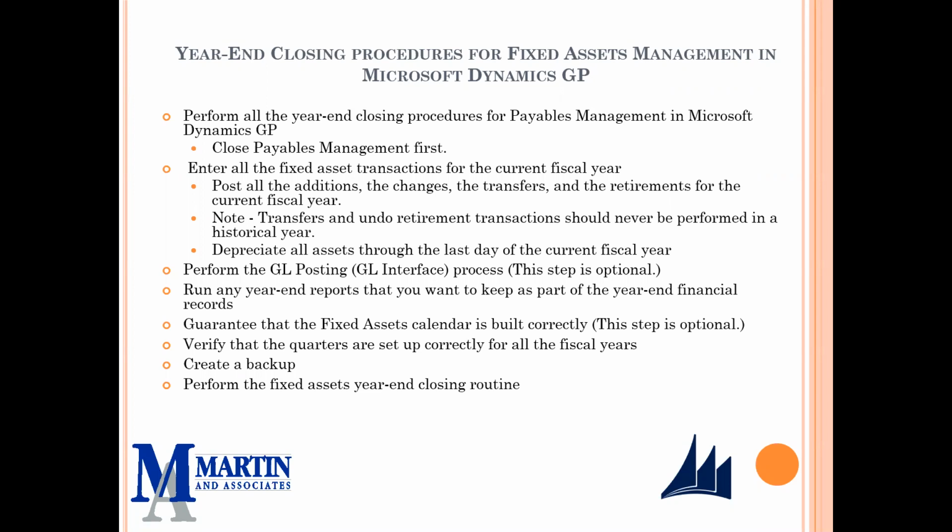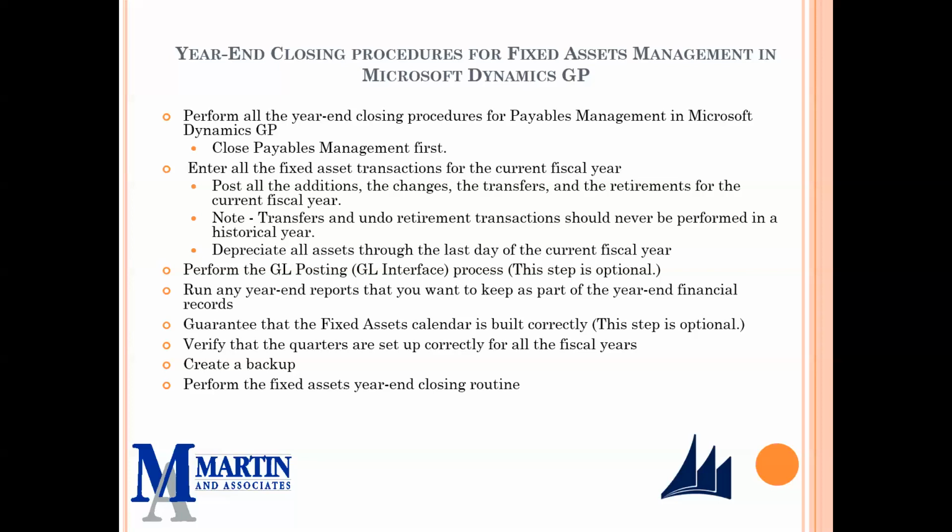So in fixed assets, you need to either close payables or at least run any year-end closing procedures you want for payables. Make sure all your vendor transactions are in and posted and all that fun stuff. You will want to enter all of your fixed asset transactions for the current fiscal year, meaning if you need to dispose of anything, retire any assets, go ahead. If you need to run December's depreciation, do that before the end of the year so you can depreciate the last month.